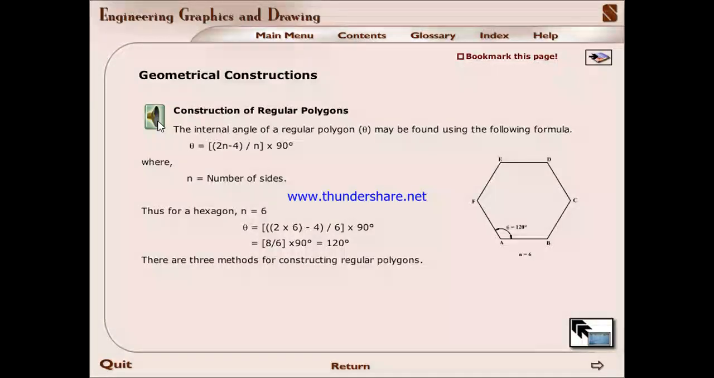Construction of regular polygons. The internal angle of a regular polygon, theta, may be found using the following formula. Theta is equal to (2n minus 4) divided by n, into 90 degrees, where n is equal to number of sides. Thus, for a hexagon, n is equal to 6. Theta is equal to (2 into 6 minus 4) divided by 6, into 90 degrees, that is equal to 8 divided by 6 into 90 degrees, which is equal to 120 degrees. There are 3 methods for constructing regular polygons.